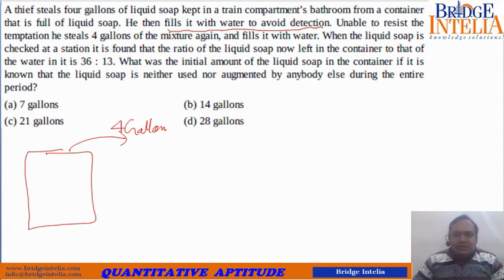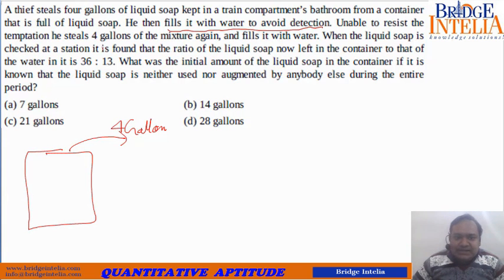When unable to resist the temptation, he steals 4 gallons of mixture again and fills it with water. So he stole 2 times, stealing and filling it back with water. So mathematically or technically he is taking out mixture and replacing it with water.